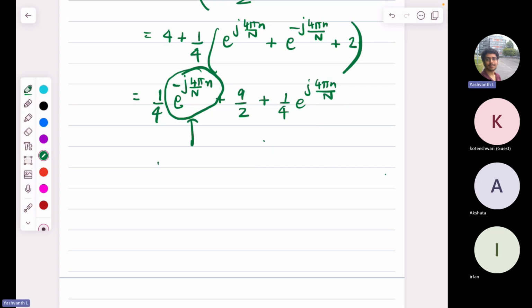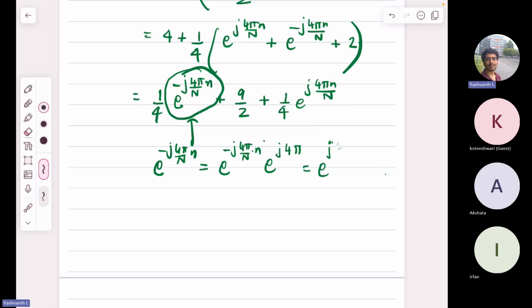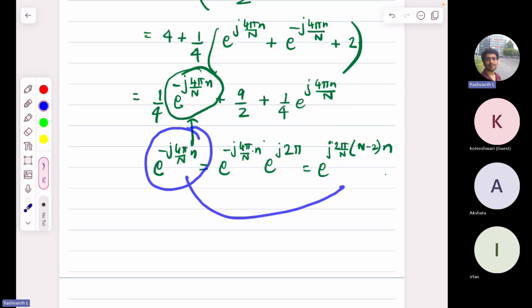So this is nothing but e power minus j 4 pi by N into n, which is same as e power minus j 4 pi by capital N into e power plus j 4 pi. Maybe I'll just take 2 pi. Why 4 pi? Just take e power j 2 pi by capital N into n minus 2n. I just rewrote. So e power minus j 4 pi by N into n is same as e power plus j 2 pi by N into n minus 2 into n.